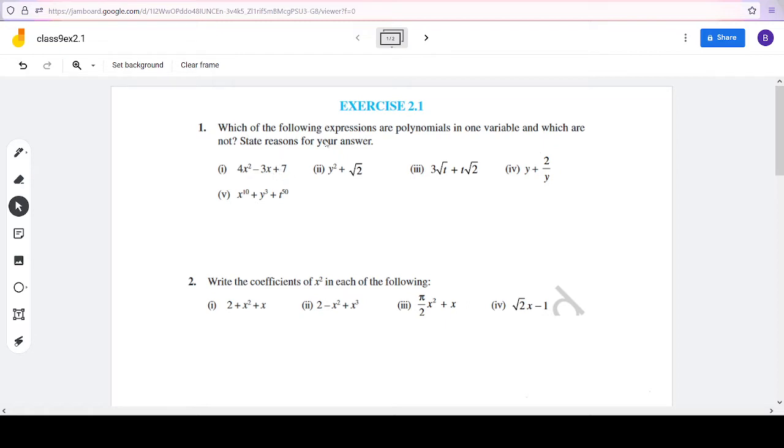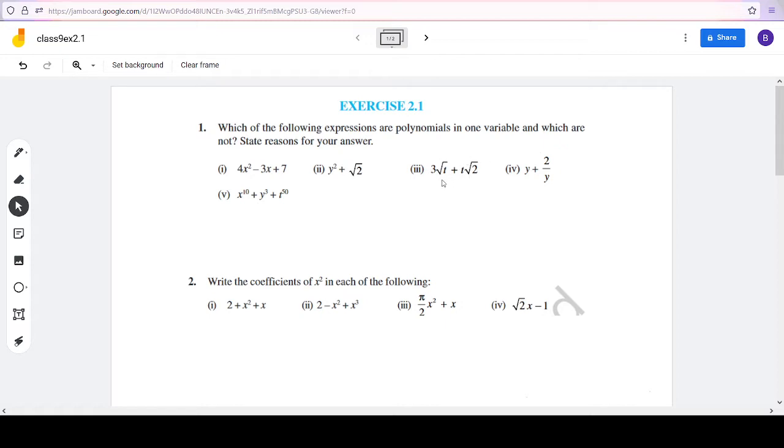So this is yes. Next is y square plus root 2. This is also a polynomial in a single variable, because only one variable y is present here, and root 2 is a constant. Similarly, this is also a polynomial. Don't get confused, because the constant can be any real number in a polynomial. Next, 3 into root t plus t into root 2.